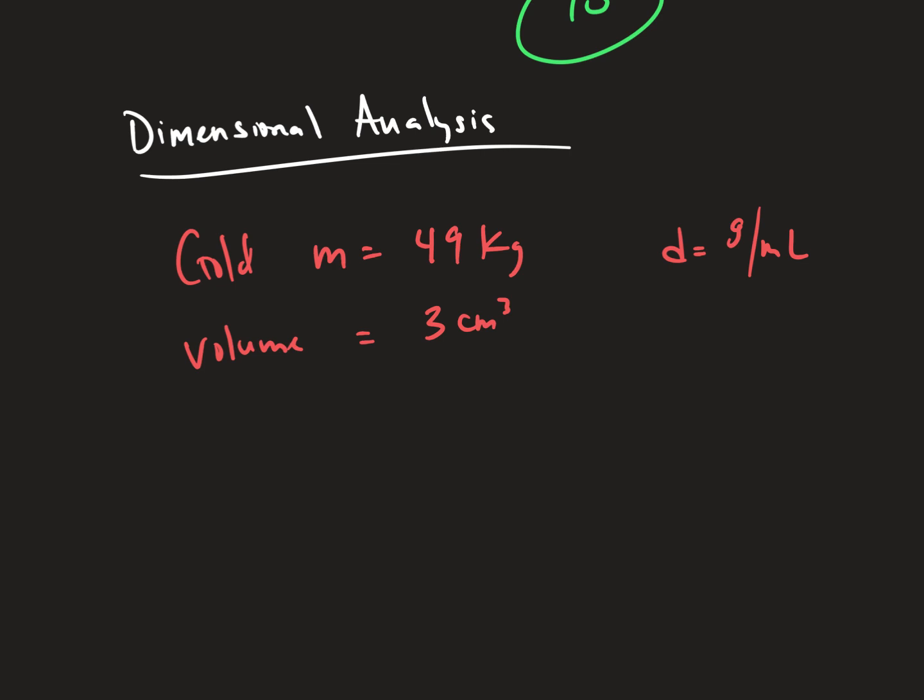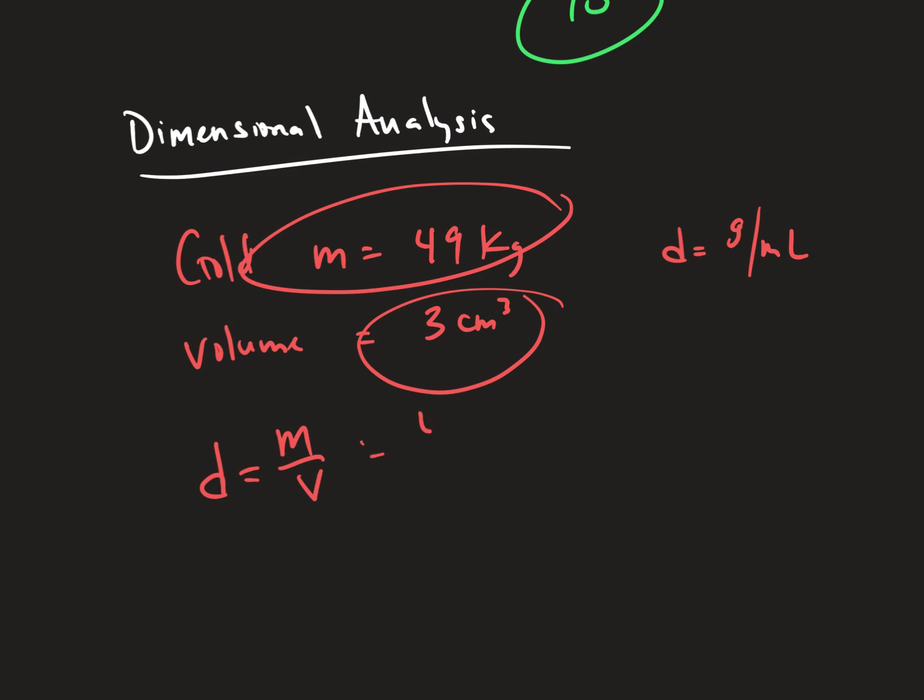And how do we know it's grams per milliliter? Because the multiple choice says grams per milliliter, right? One centimeter cubed is equal to 1 milliliter. That's right. But here's what I'm getting at. If we use the density equation, density equals mass over volume, right? Here's the mass and here's the volume. Can I just do 49 divided by 3 and call it good?